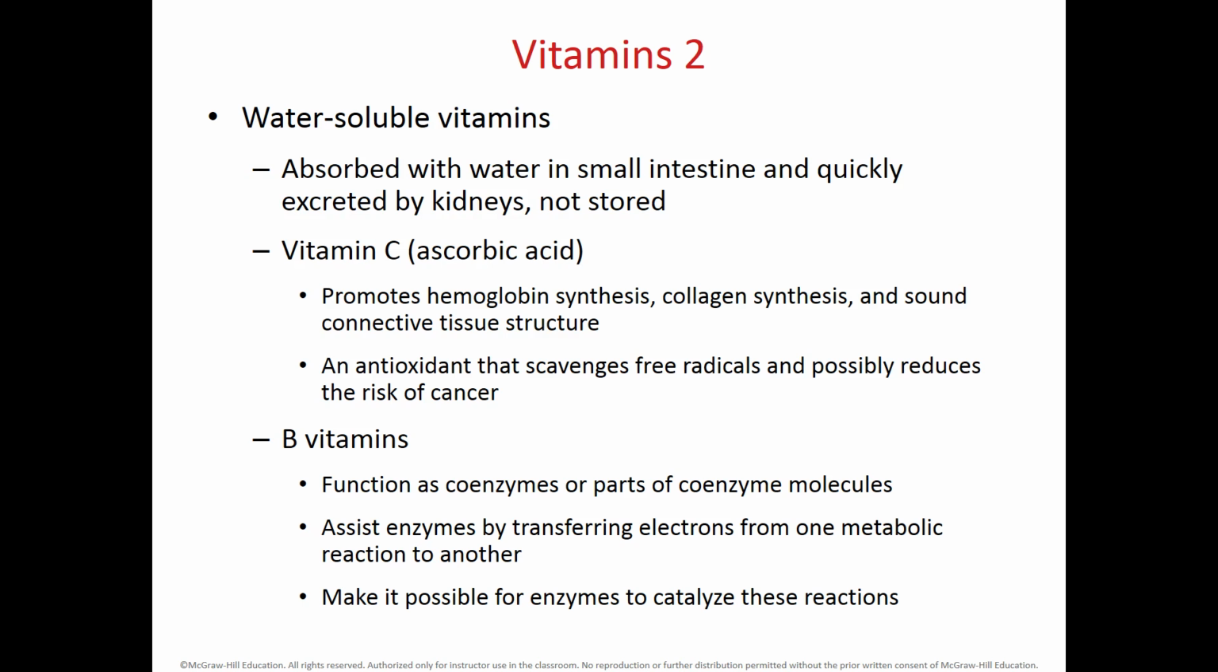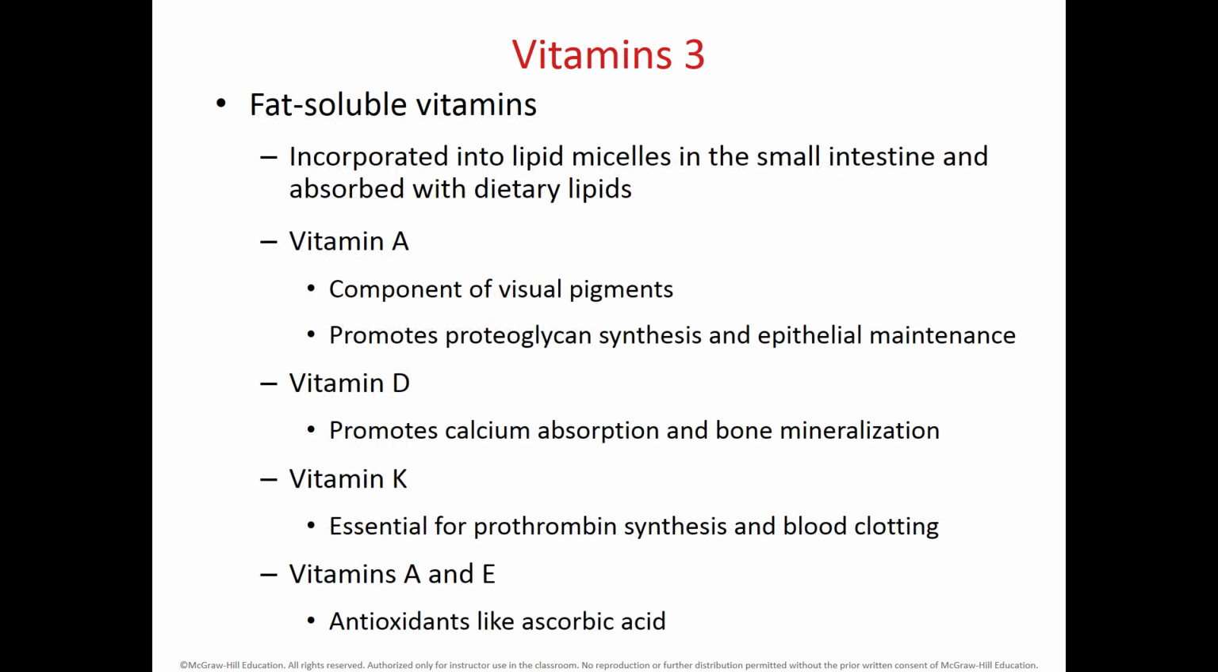Water-soluble vitamins are absorbed with water in the small intestine and can be excreted by the kidneys. They are not stored. Another name for vitamin C, a water-soluble vitamin, is ascorbic acid. It's important to make hemoglobin, to make collagen fibers, and to make strong connective tissue. It is an antioxidant that helps protect our cells from free radicals of oxygen, and because it's an antioxidant, it helps reduce the chances of having cancer. The vitamin B group functions as coenzymes for the electron transport chain and for other metabolic pathways within the body.